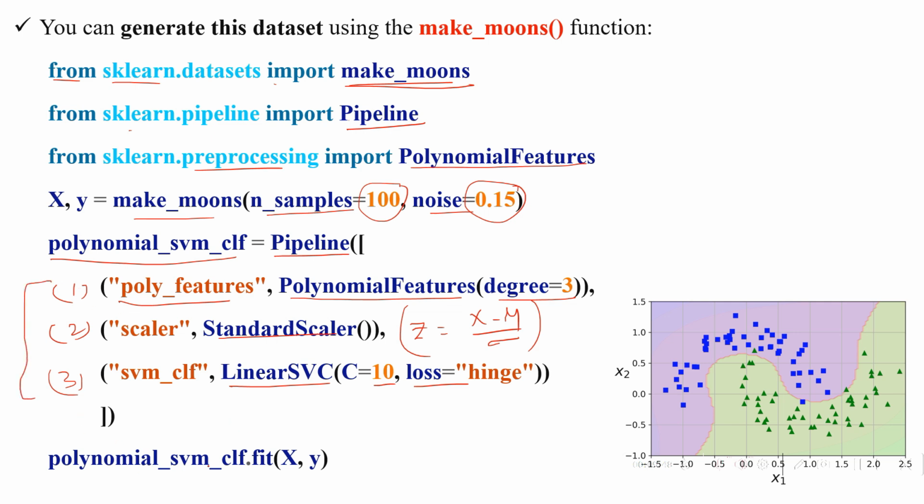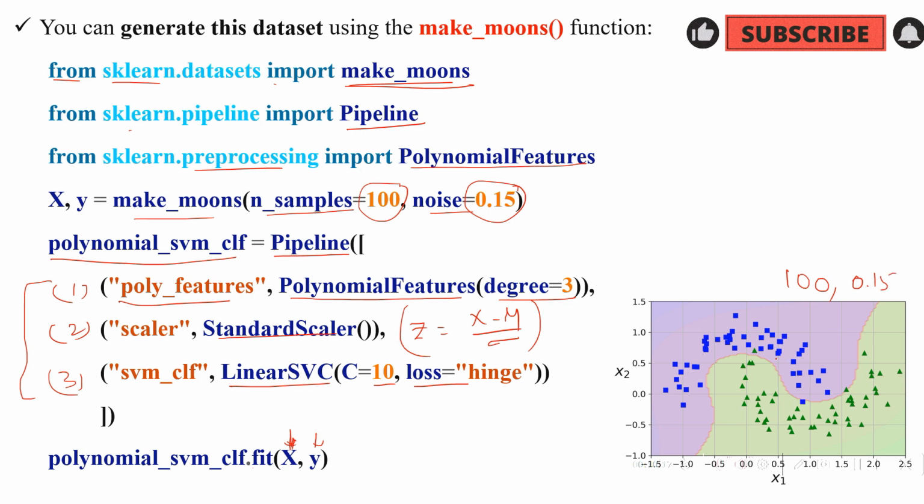Based on this model, we are going to train the model with the help of X and y, that is the polynomial_svm_classifier.fit function. For the fit function, we provide the features and the corresponding class labels. If you execute this, you are going to get the output like this. The dataset contains 100 data points with a noise of 0.15. The points look like blue and green colors, like squares and triangles classes.